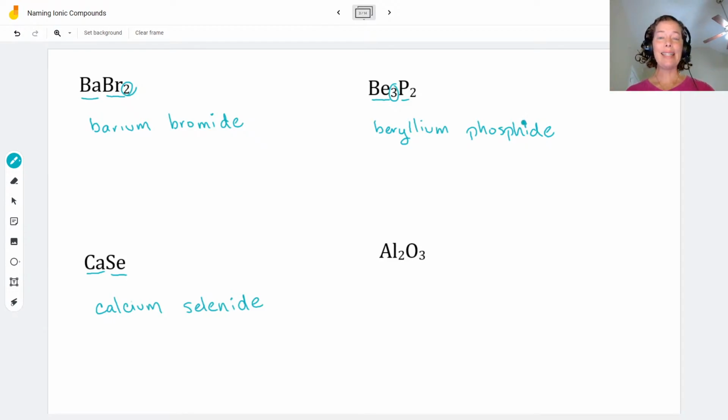Okay. Last example for our simple monoatomic ions, and then we're going to start bringing some other things in. Okay, so cation, Al, this is simply aluminum. O, again, is oxygen. This is our anion. We need to change the ending and make it IDE, so it is aluminum oxide.